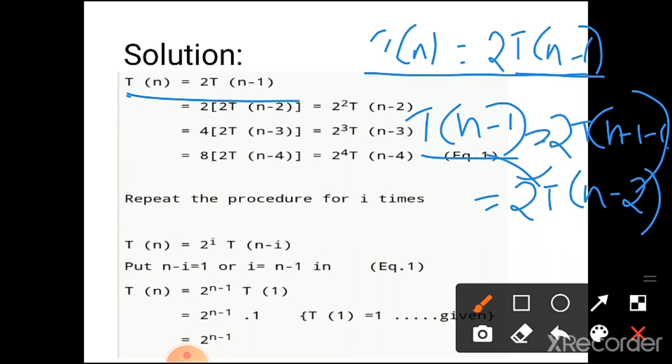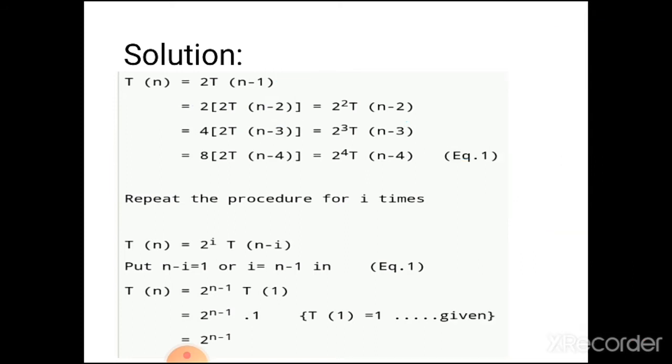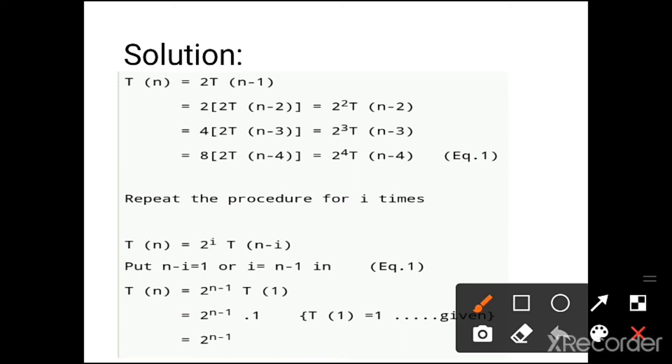So we will substitute 2t(n minus 2) wherever we have t(n minus 1). So here, t of n minus 1 is 2t(n minus 2). We substitute 2t(n minus 2), and this becomes, we can rewrite it as 2 raised to 2 t(n minus 2). Then here we have t(n minus 2).